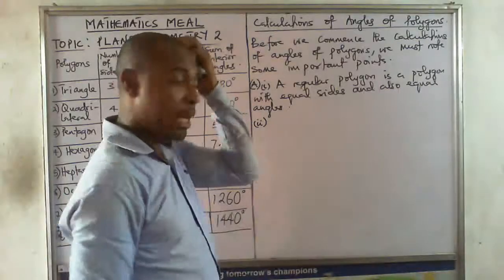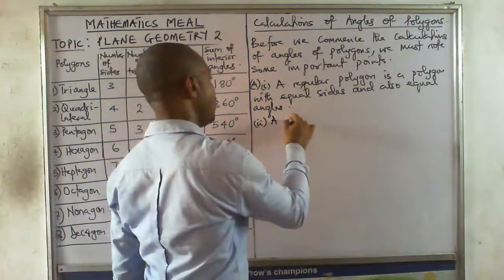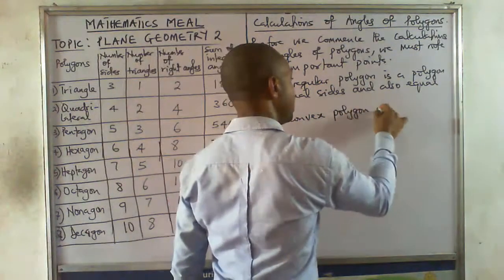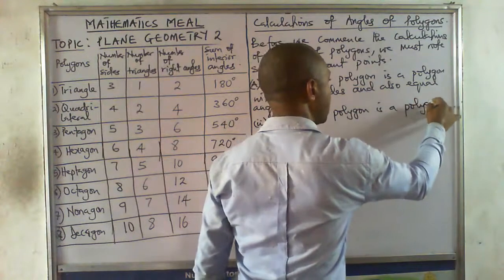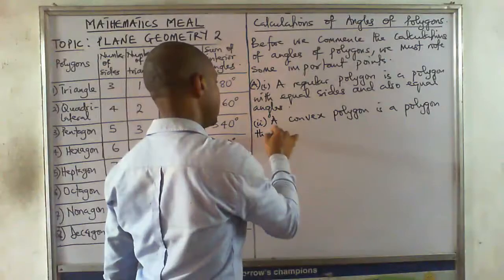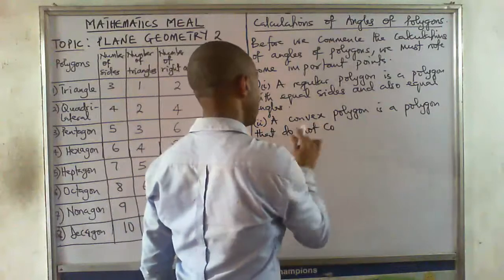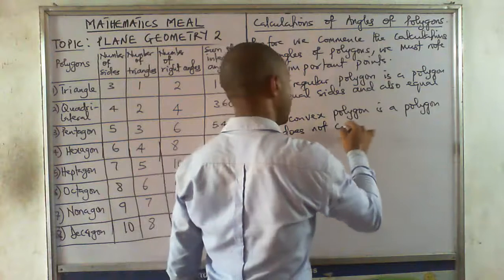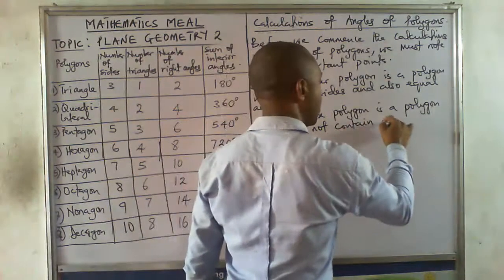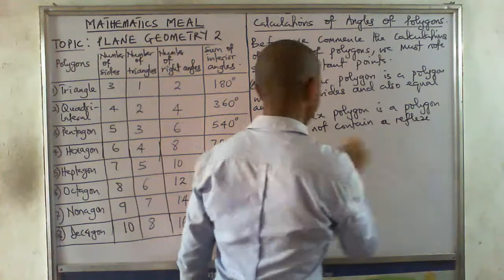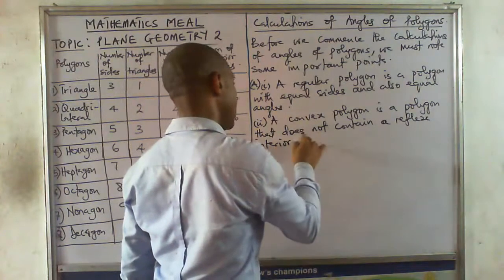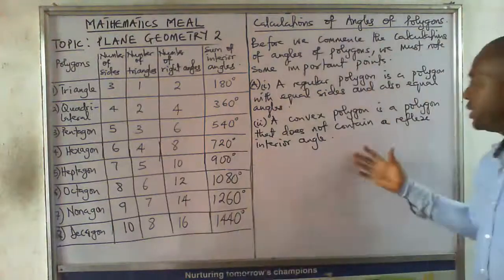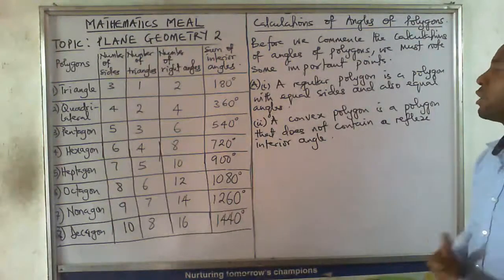Number 2, in A, we say that a convex polygon is a polygon that does not contain a reflex interior angle. So a polygon that does not contain a reflex interior angle is a convex what?